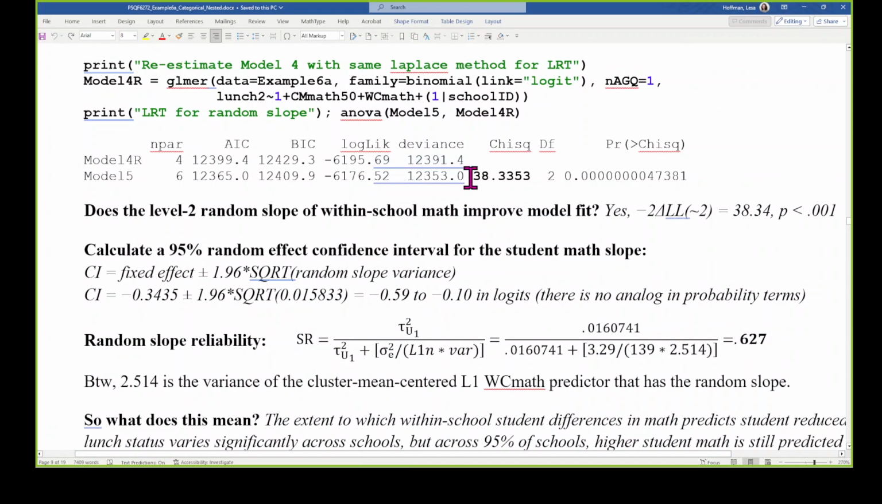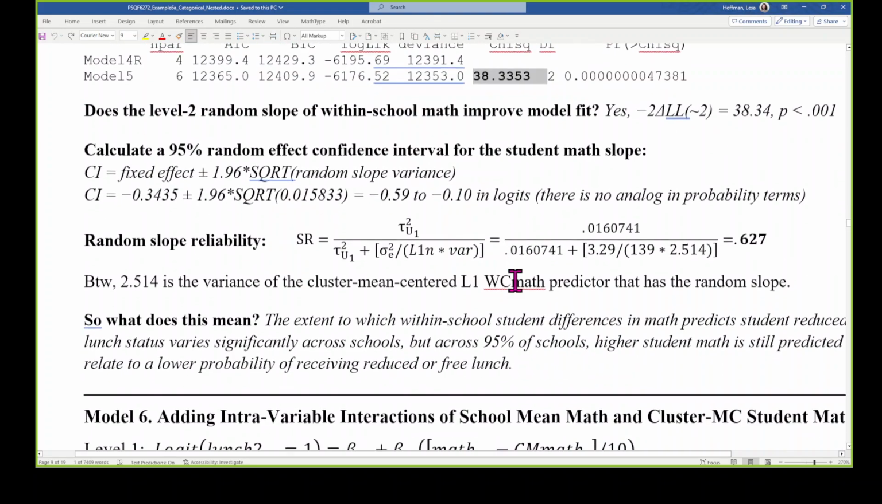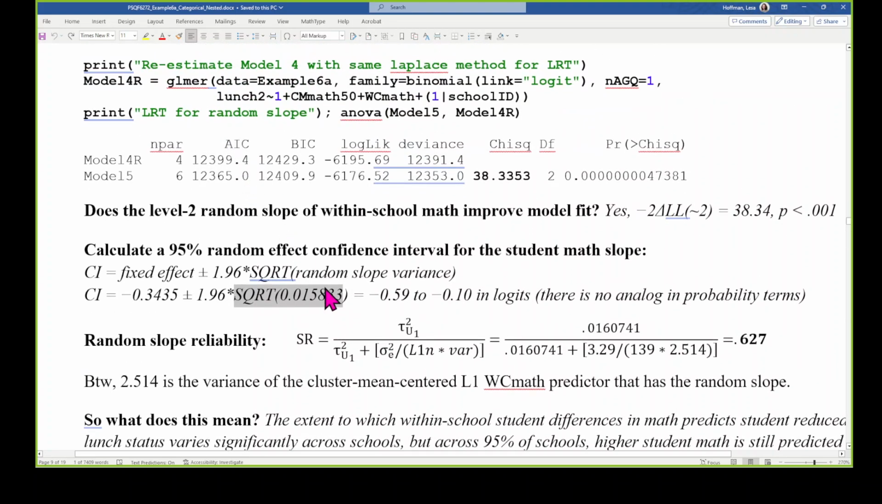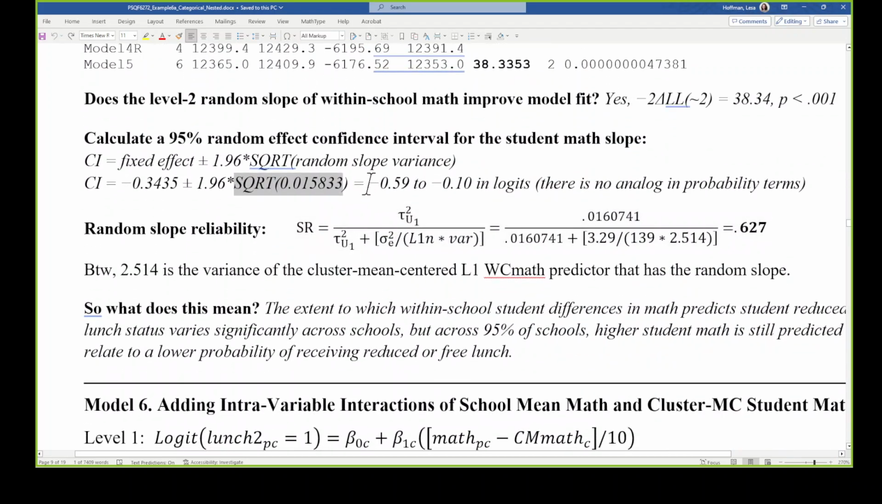All right, so R has also decided that it likes this model better. And we can do a couple different things for effect size. So I can make a random effect confidence interval. I did that. The middle of it is the fixed slope, plus and minus 1.96 times the square root of the random variance that goes with it. These numbers I think are from the R output. That gives me this interval in logits.